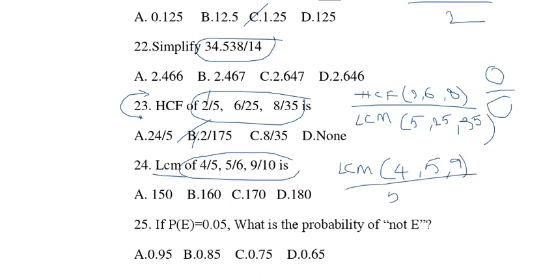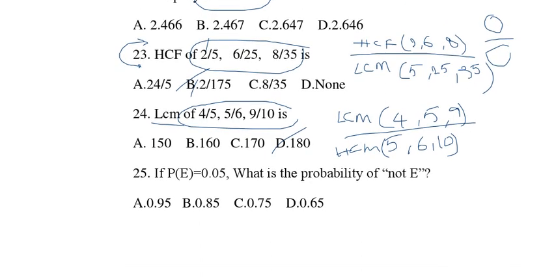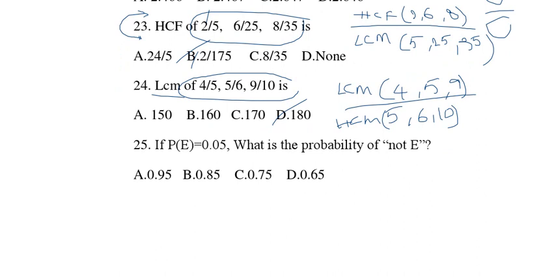Yes. Again, this problem is for 10th class. If P of E is equal to 0.05, then what is the probability of not E? Easy and simple problem. P of not E is equal to 1 minus P of E. Yes or no, guys? Yes. 1 minus P of E, where P of E is 0.05. 1 minus 0.05 is how much? 0.95. Option A is the correct answer.